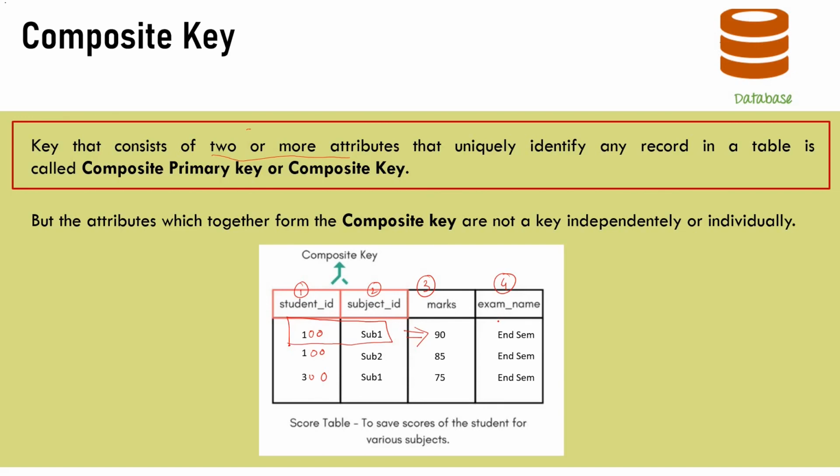In this lecture, I have discussed with you the first key, which is the super key. Then I have discussed what is a candidate key. And then I have discussed what is a primary key. And then I have discussed what is a composite primary key. In my next lecture, I will discuss what is a foreign key, alternate key, and some other key concepts. So that's all for now.